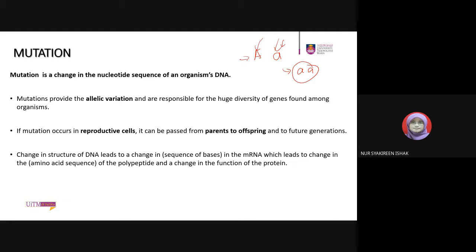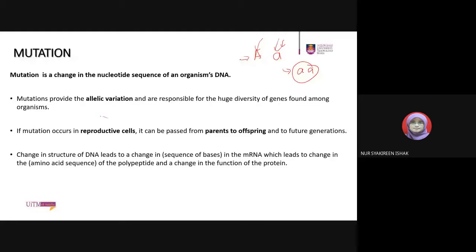Okay, so this is the mutation boleh menghasilkan different forms of allele for certain genes, kan? So ada recessive allele, ada dominant allele. Itu adalah salah satu faktornya disebabkan oleh berlakunya mutation, produces many variations of alternative form of a gene, okay, alleles. It produces different alleles for a gene. So if mutation occurs in the reproductive cells, it can be passed from parents to offspring and the future generations.